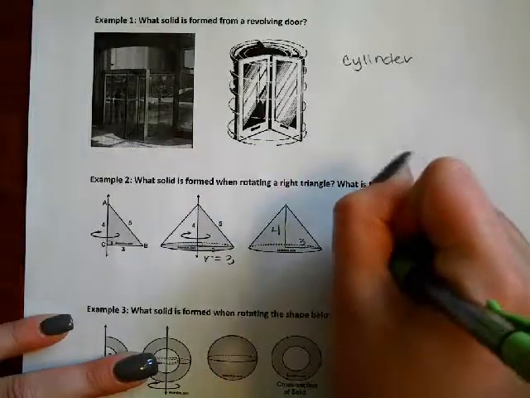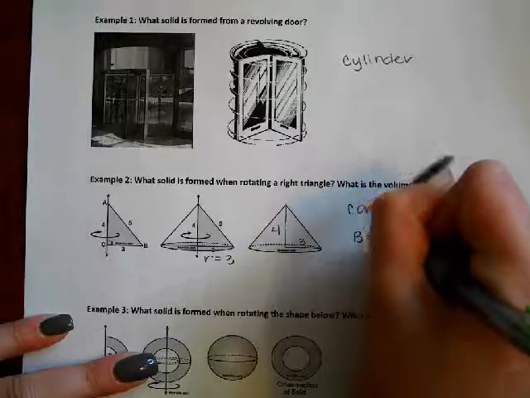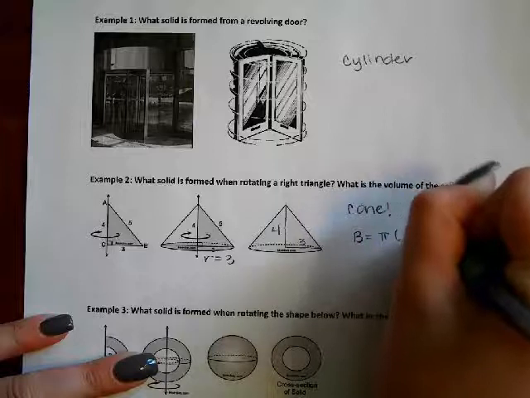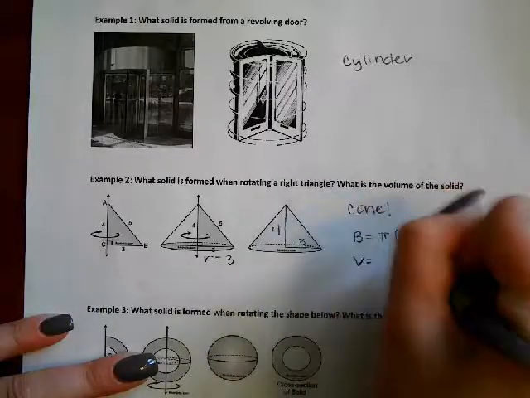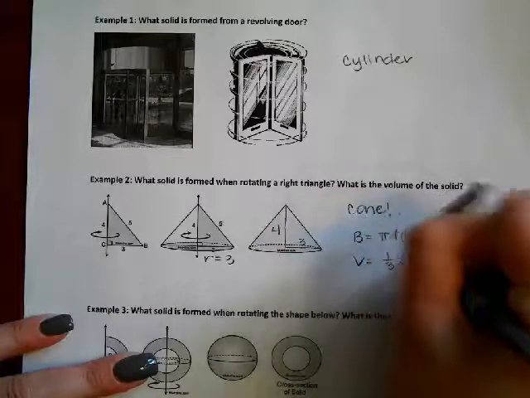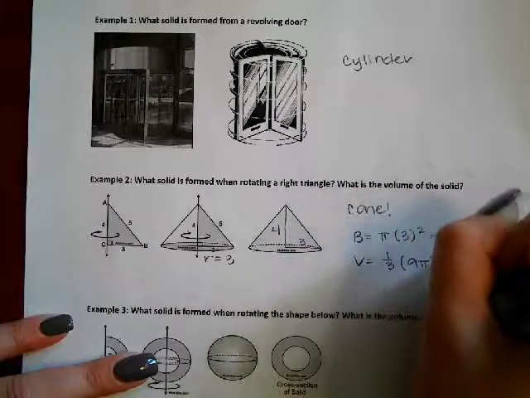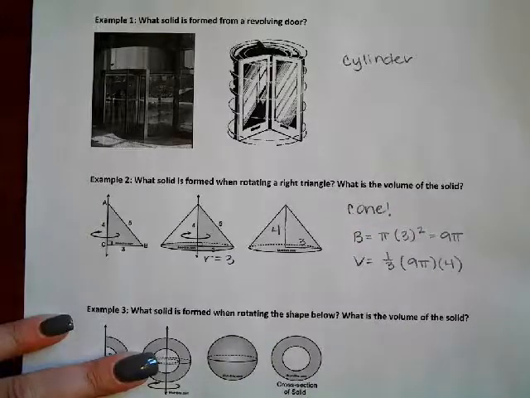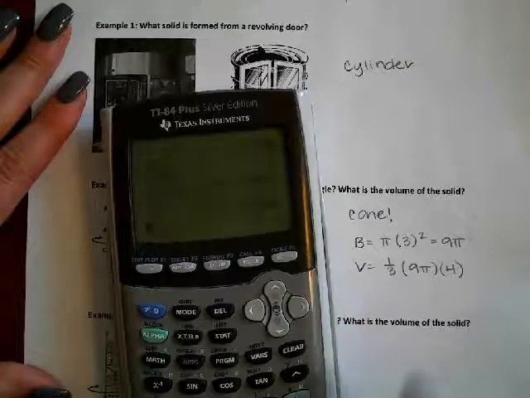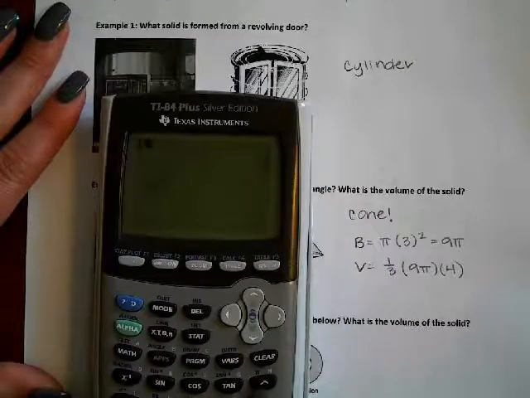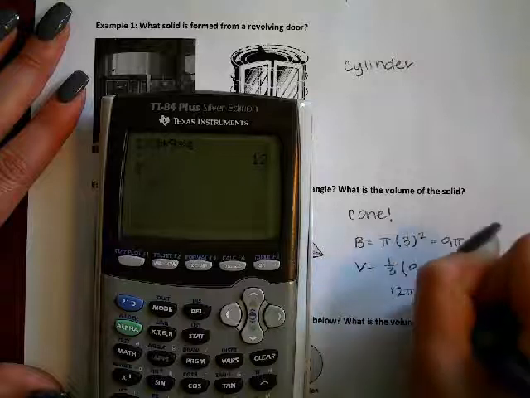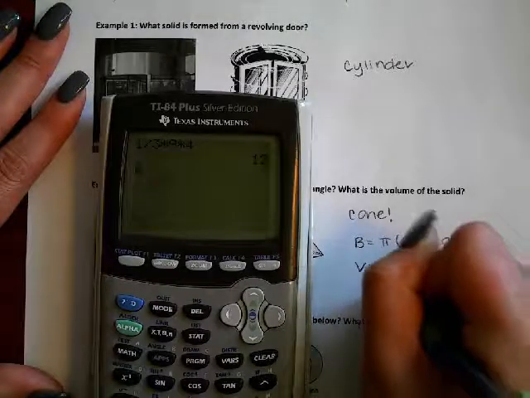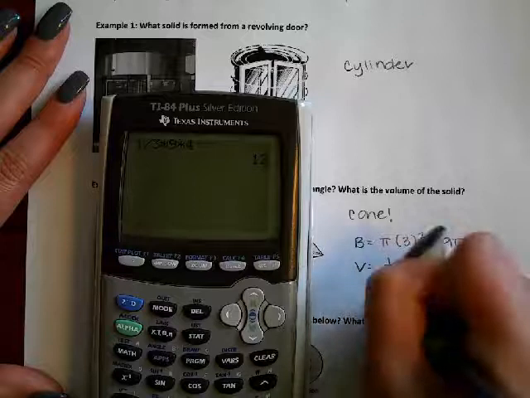So the area of the base is pi times 3 squared. So that's 9 pi. The volume of the cone is going to be 1/3 times the area of the base times the height. So if I'm going to find the volume of the cone, I'm going to do 1/3 times 9 pi times 4. 12 pi units cubed is the volume of the cone.